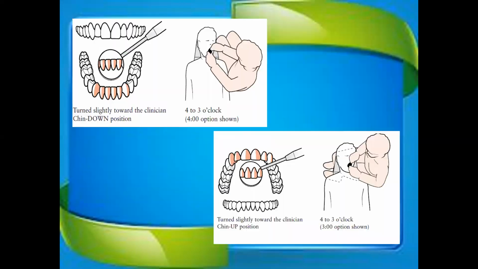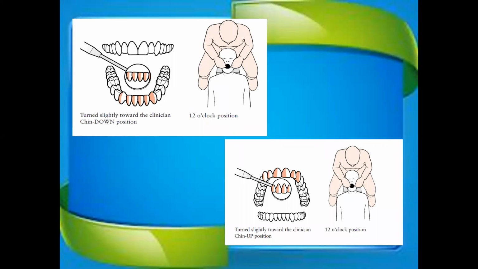Position for anterior sextant. For left-handed operator, at 4 o'clock or 3 o'clock position, you can turn the patient's head slightly towards yourself and chin down position. You can assess the maxillary and mandibular lower anterior region. Like this, 12 o'clock. Again, these pictures are self-explanatory.